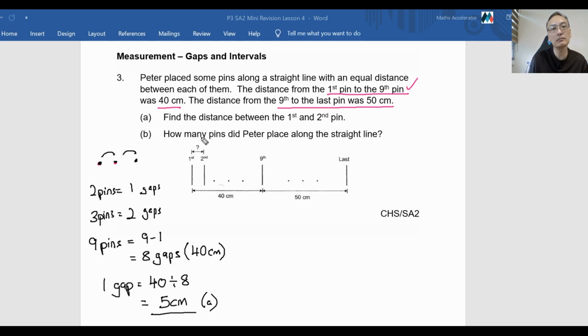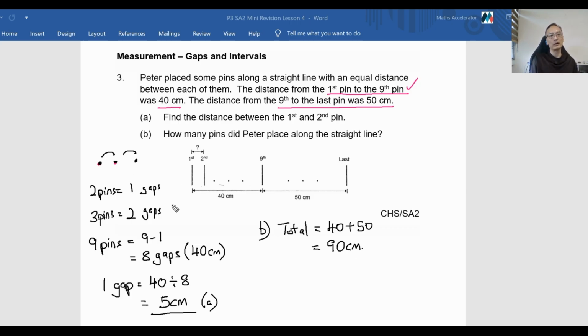Part B, how many pins did Peter place along the straight line? Now, in order to do that, we have to find out for part B, the total distance, right? The total distance, we have to sum up 40 cm and 50 cm. So 40 plus 50, that will give us 90 cm.